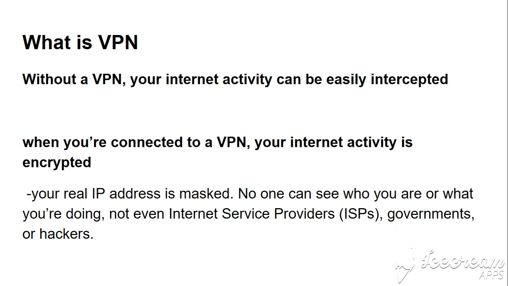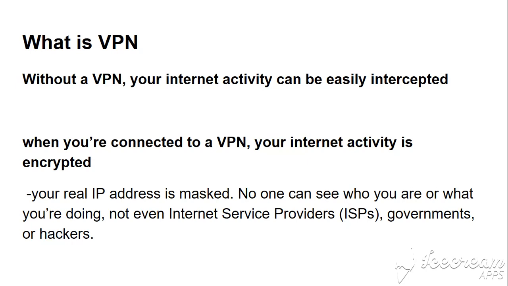Without a VPN, your internet activity can be easily intercepted and viewed by other people. This includes your browsing history, downloaded files, online banking details, and passwords. Even worse, everything can be tracked back to your device through your internet protocol address. Your IP address reveals your physical location and can be used to track you down in real life.